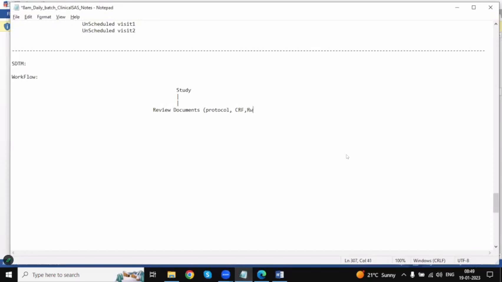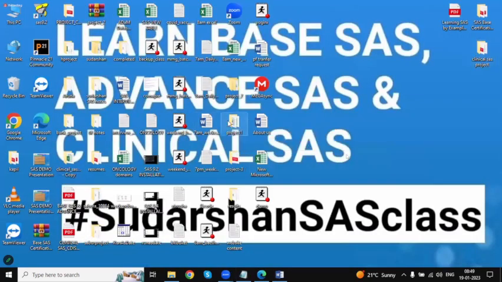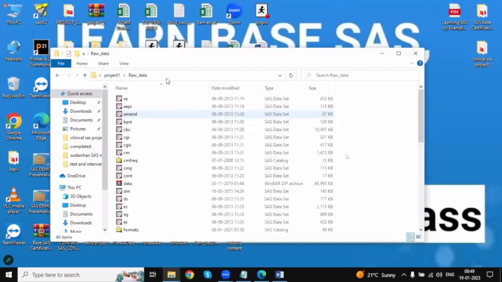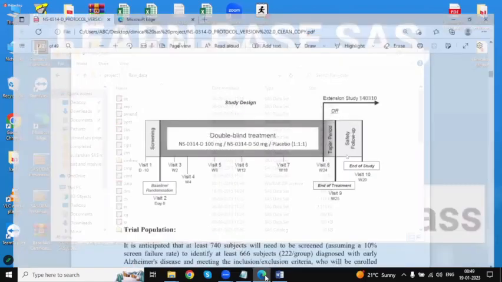Yes, when they allocate the project, it will be having the raw data sets. It should be having the raw data sets. For example, if I send a project, the project will be having the raw data sets like this. You can also go through those raw data sets.